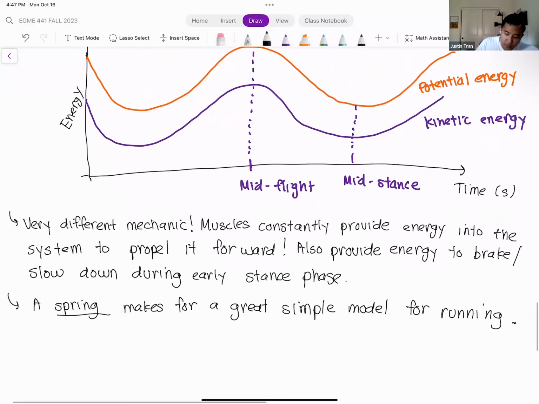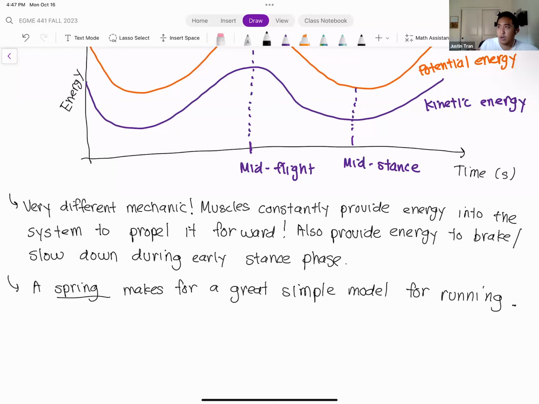Because as a person steps down, one way that you can think of this is that that's almost like a spring storing energy, and then when your feet push off and go into the flight phase, that's almost like the spring releasing that energy to propel yourself forward. Okay.